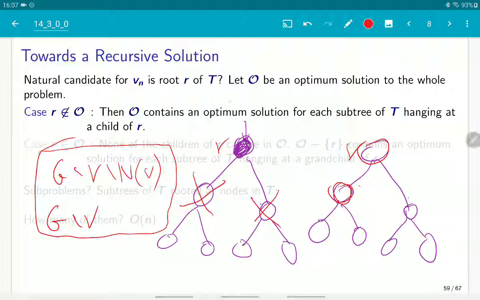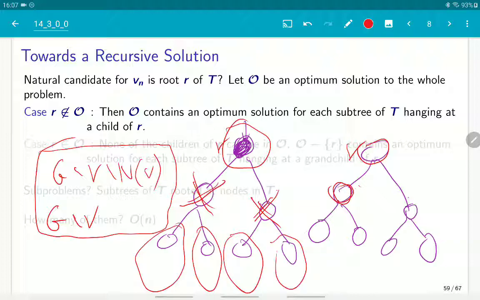Because here, when we decided to take the node into the independent set and we removed the neighbors, the children, what we remained with were grandchildren. And every grandchild has its own tree. In each one of those subtrees, we can solve the problem recursively and independently. And in each one of those subtrees, the root of the subtree is allowed to be in the independent set.